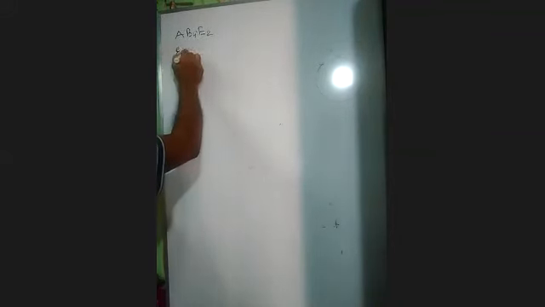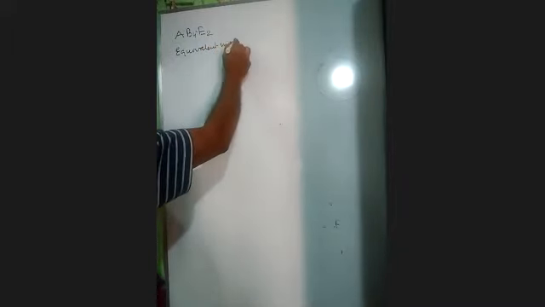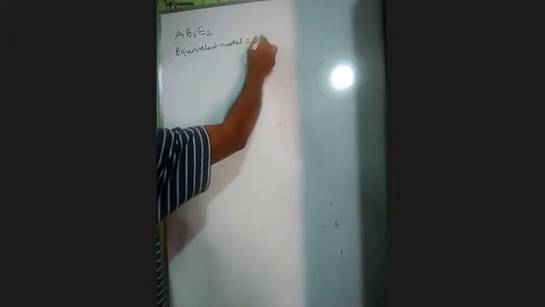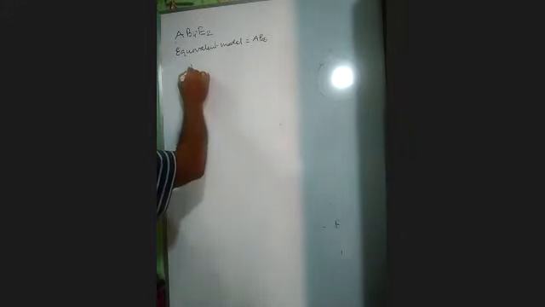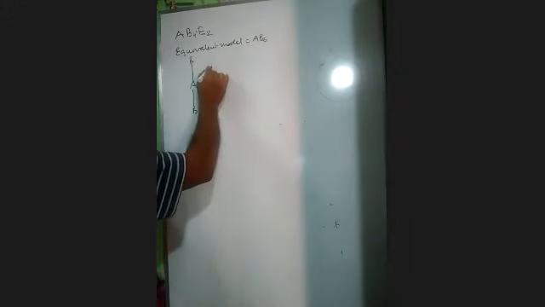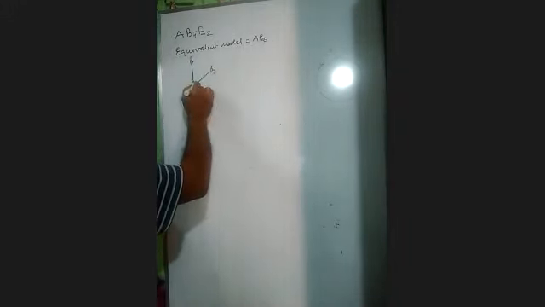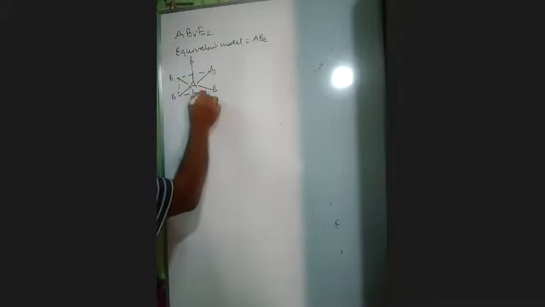Or AB4E2. What is the equivalent structure? What is the equivalent model? It's AB6, is it not? What should be the structure now here? See here, A, B, B, B, B, B, B. This was the octahedral structure.